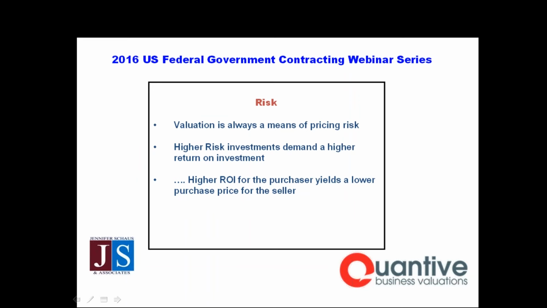In looking at the balance of present earnings and what might be expected in the future, the key variable is risk. It's always a matter of pricing that risk. And in dealing with the pricing of risk, you have to remember that higher risk is going to demand a higher return on investment. So any investor or company that is a purchaser will factor in this risk by figuring out where their rate of return is, and if it's a high risk, demanding a higher rate of return for the investor is going to yield a lower purchase price for the seller.